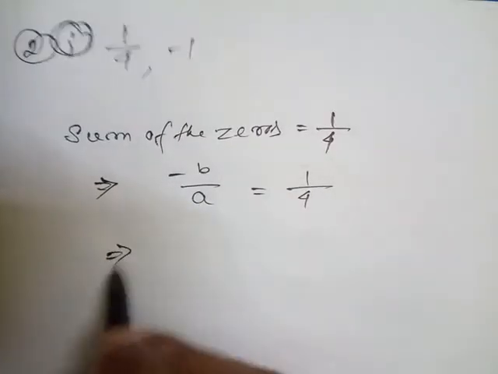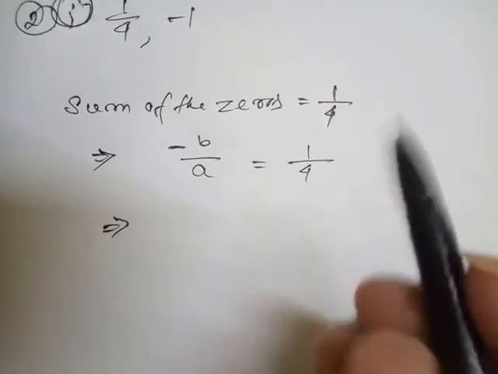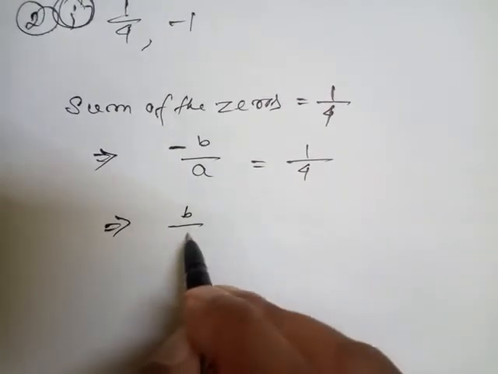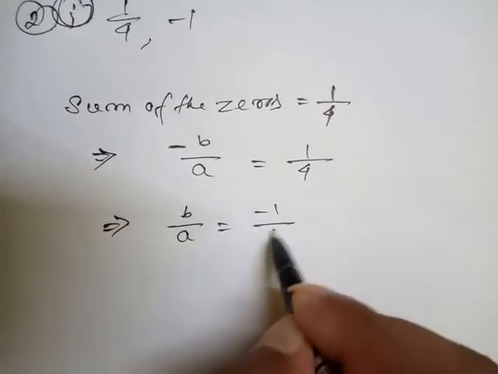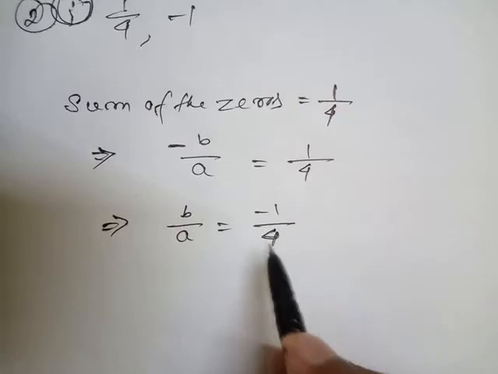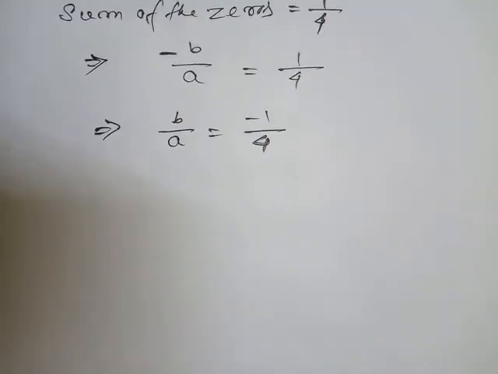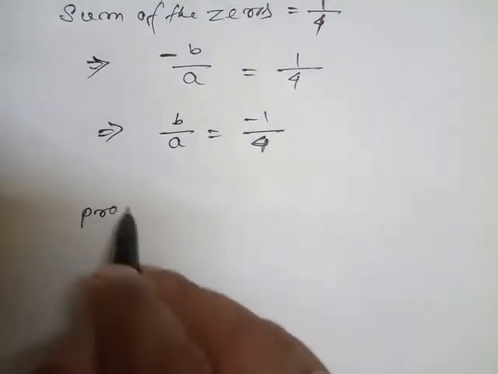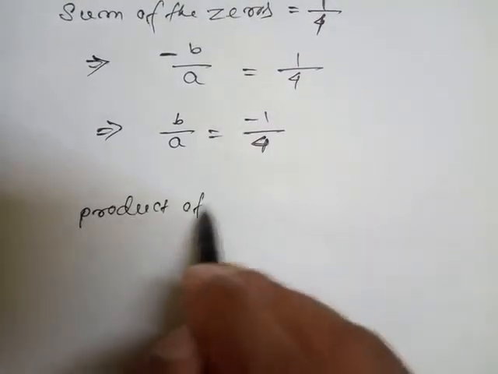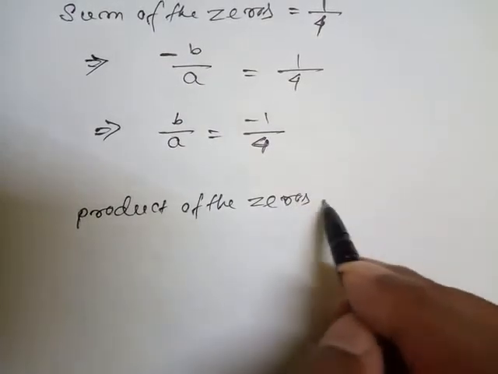So here we can say that b by a equals minus 1 by 4, which means the value of b is minus 1 and a is 4. This is the sum of the zeros only. Now after that, product of the zeros. In the same question, product of zeros equals minus 1.